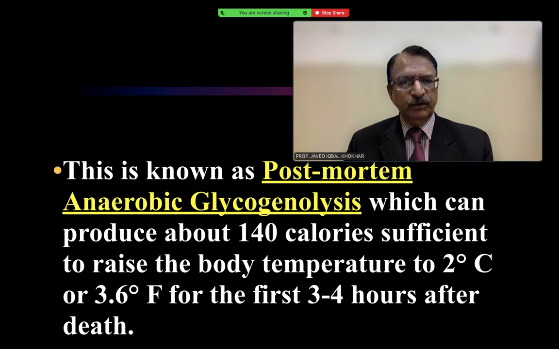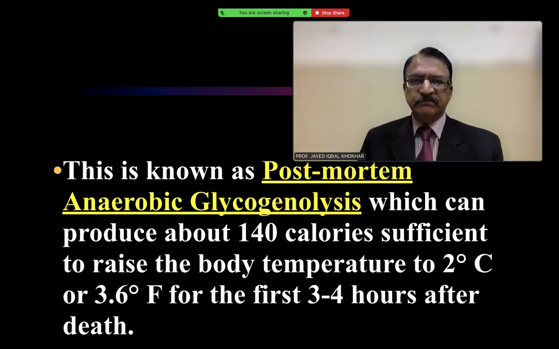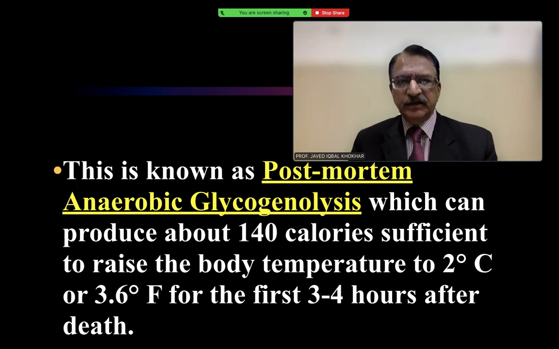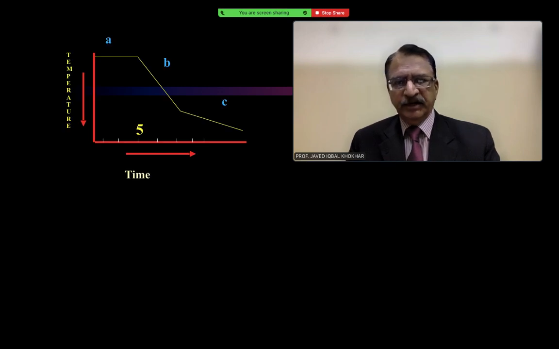So this is because of postmortem anaerobic glycogenolysis, and this can produce 140 calories, which is sufficient to raise the temperature of the body by 2 degrees Celsius or 3.6 degrees Fahrenheit, and this is for the initial 3 to 4 hours after death. So that's how this graph is showing.